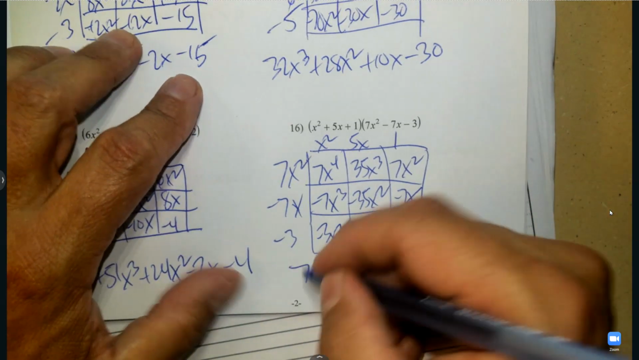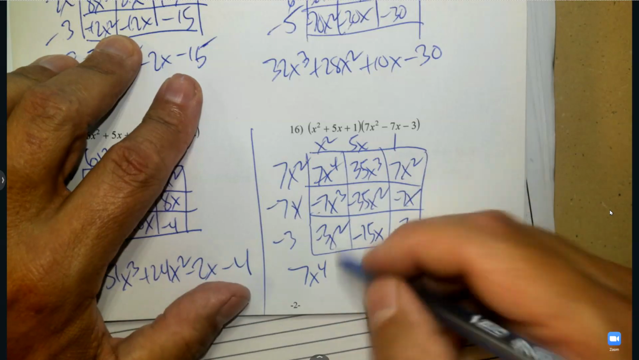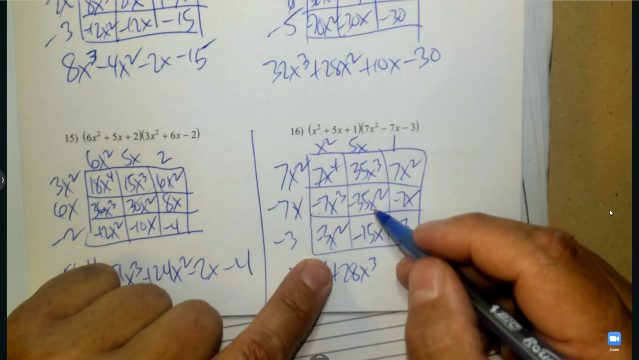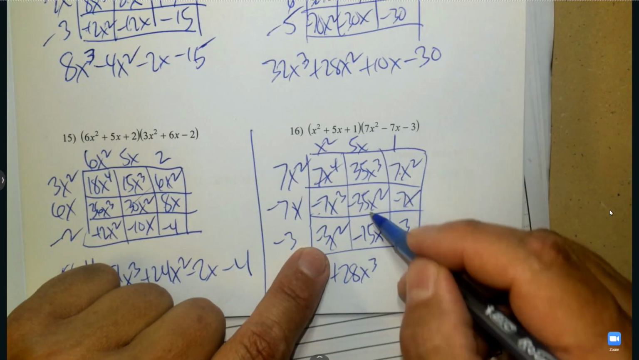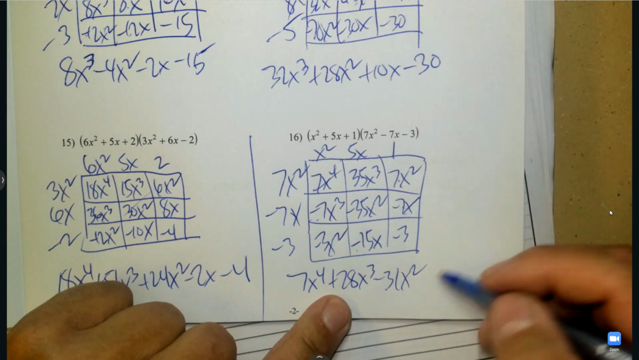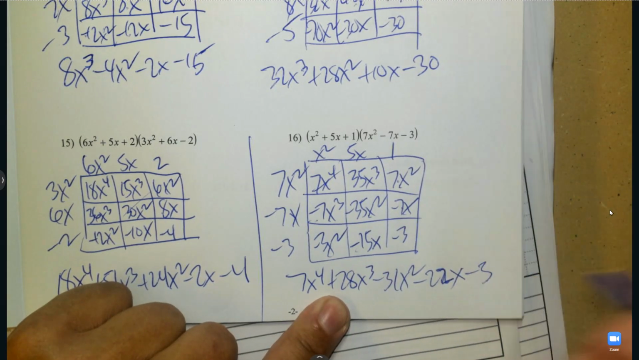Then combine like terms. So that's 7x to the fourth, 35 take away 7, that's 28. Here I have 7, take away 3 is 4, that's negative 31. The same sign, negative 22, and then 3. That's it.